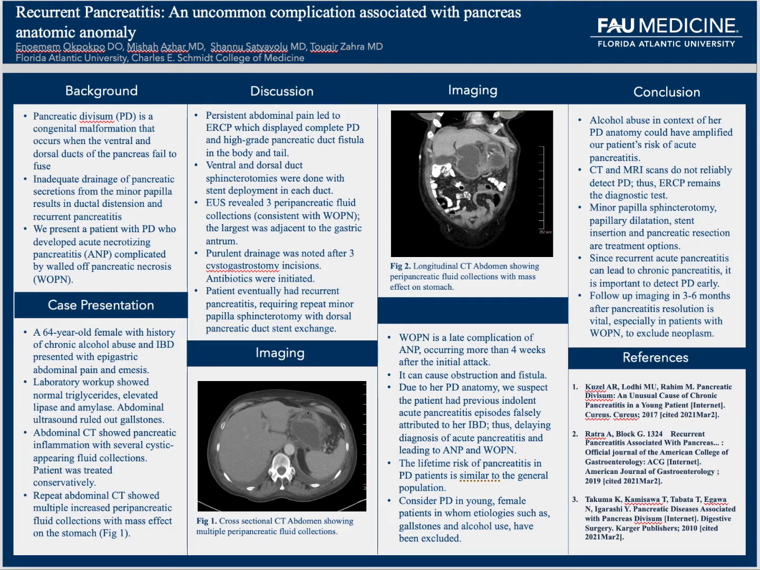She had recurrent pancreatitis, for which she had repeat minor sphincterotomies with dorsal pancreatic duct stent exchange, following which the patient made good improvement, and prior to discharge was actually tolerating a low residue diet with minimal nausea. As you can see on these images, Figure 1 shows a cross-sectional view of the CT abdomen showing those peripancreatic fluid collections, and Figure 2 shows the same collections, but also you can appreciate the mass effect noted on the stomach.